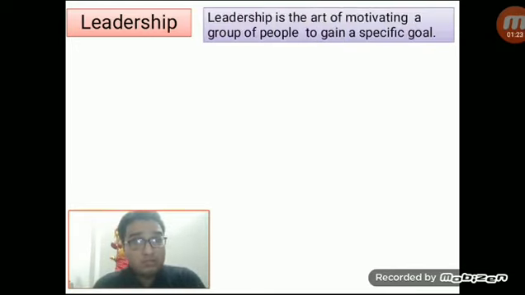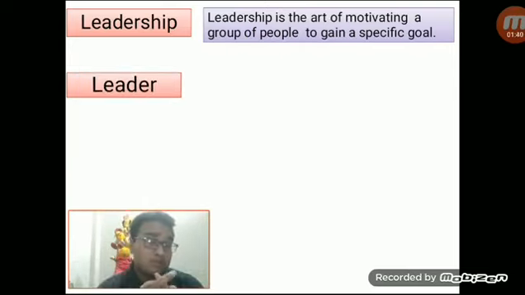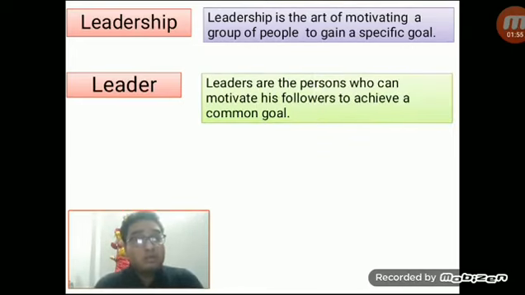So leadership is the art of motivating a group of people to gain a specific goal or common goal. This is a highly authentic and perfect definition of leadership. Now I will talk about who is called a leader. Basically, a leader is the person who can motivate a group of people, or who can motivate his subordinates or followers to achieve a common goal.